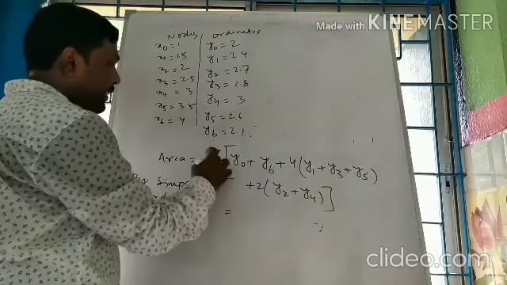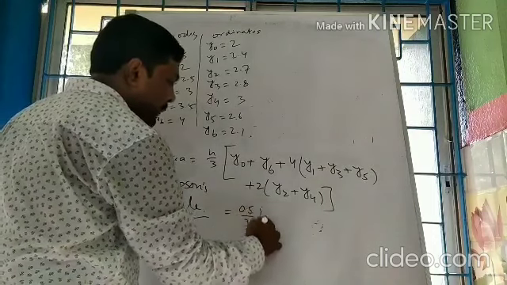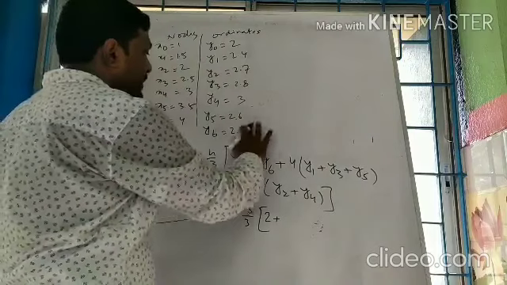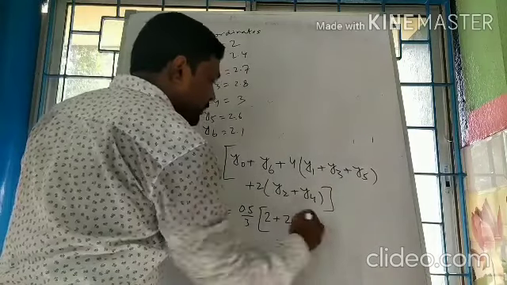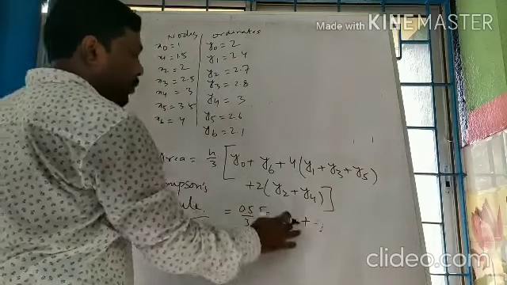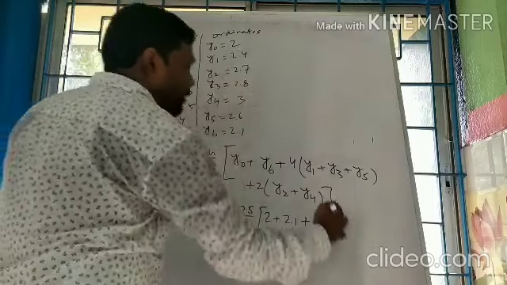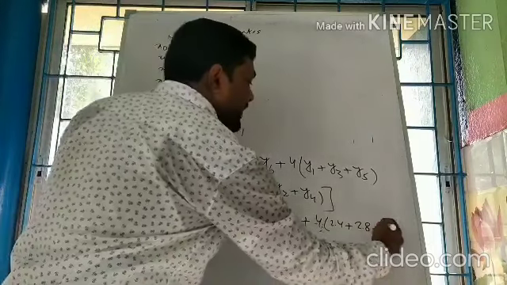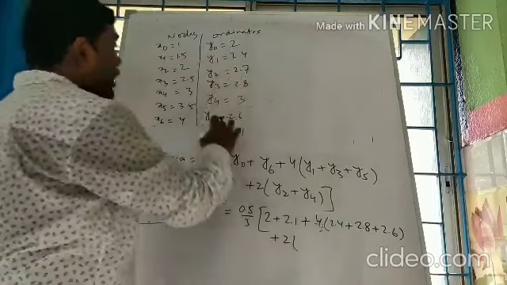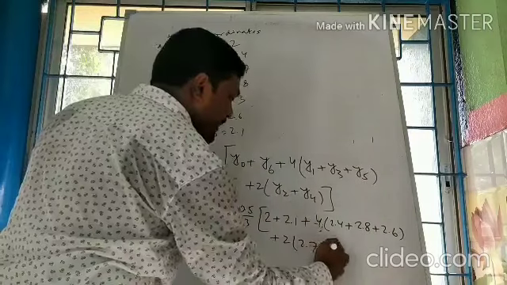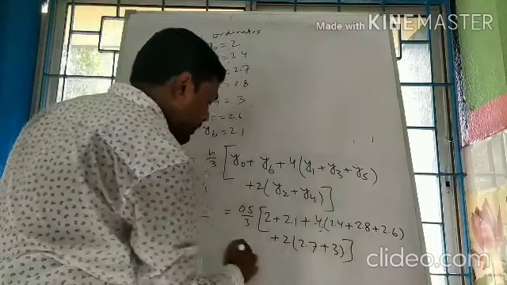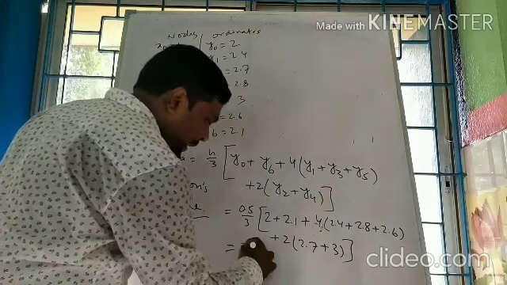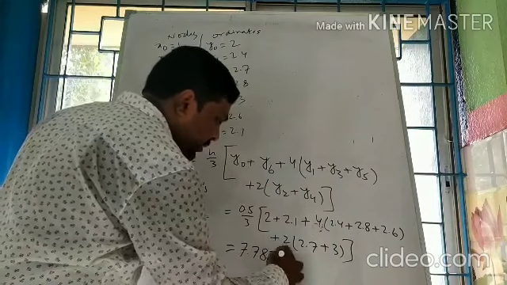So what is h? h is 0.5 by 3. y0 is 2, y6 is 2.1, plus 4 into (y1 is 2.4 plus y3 is 2.8 plus y5 is 2.6), plus 2 into (y2 is 2.7 plus y4 is 3). Just simplify. This is 7.333.